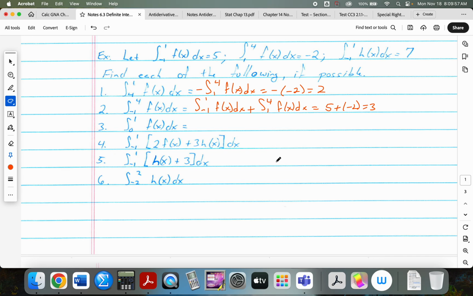So the thing that you're tempted to say is that since the integral from -1 to 1 of f of x dx is 5, that the integral from 0 to 1 of f of x would be 2.5. Not true. Because I don't know that this is symmetric about the y-axis. Now, if I know it's symmetric about the y-axis, then that is true. But I have no idea what f of x looks like. So this is not possible.